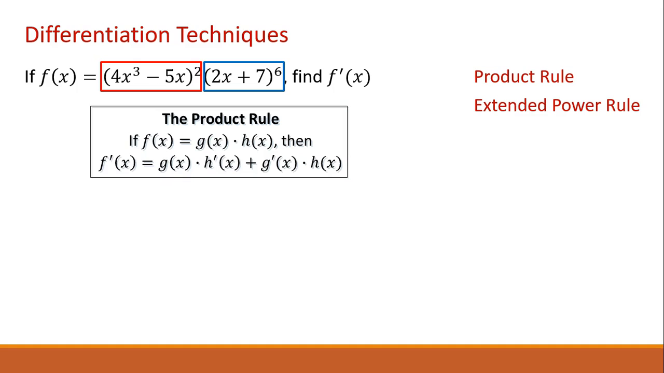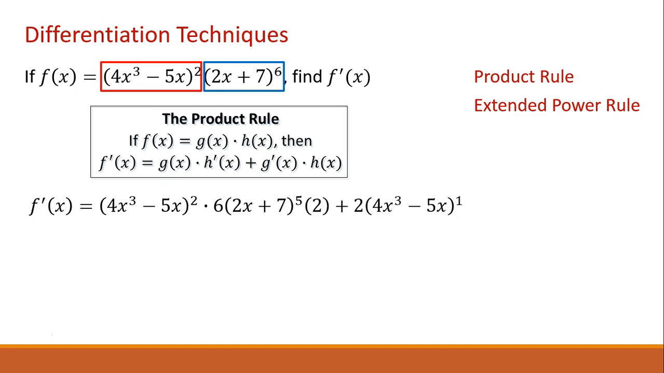So let's keep in mind what the product rule is. In order to take the derivative of this function, we need the first factor times the derivative of the second plus the derivative of the first factor times the second factor. Okay, so here we go. We need our first factor times the derivative of our second factor, which is 6, times our base to 1 less power times the derivative of our base, plus the derivative of the first factor, which is 2 times the base to 1 less power times the derivative of the base times our second factor.